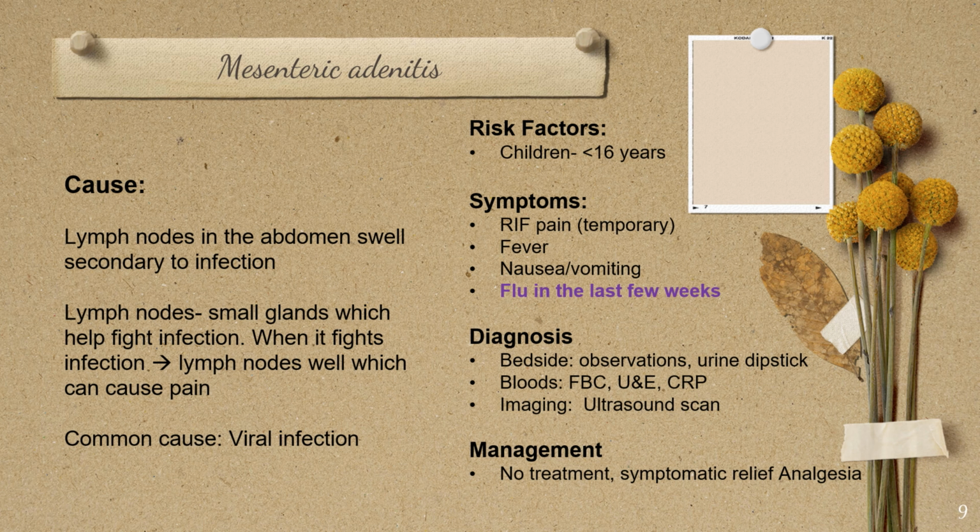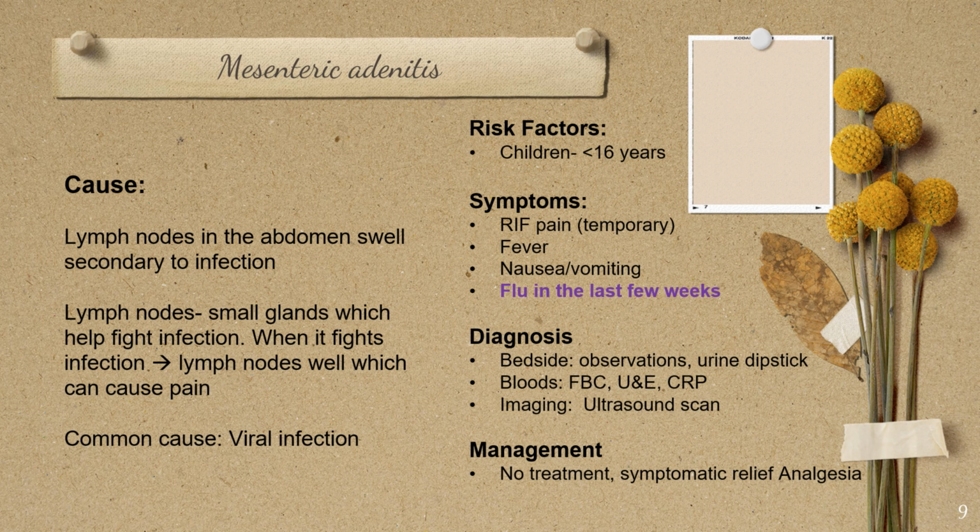Again, with the blood test, if the inflammatory markers aren't as raised as they would be in appendicitis, and the patient reports having a flu in the last few weeks, together you can put an initial diagnosis down as mesenteric adenitis. So investigating mesenteric adenitis is all the same investigations as you would do for appendicitis. So doing observations, urine dipstick, doing a blood test, and imaging, which we would use ultrasound scans.